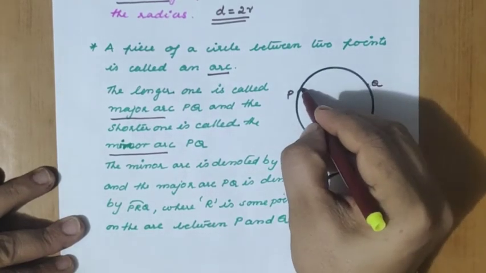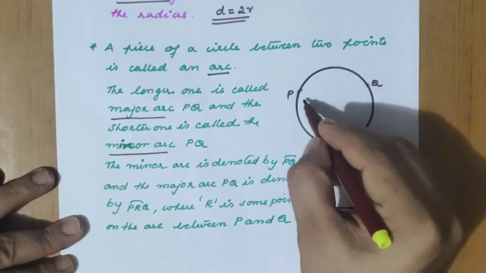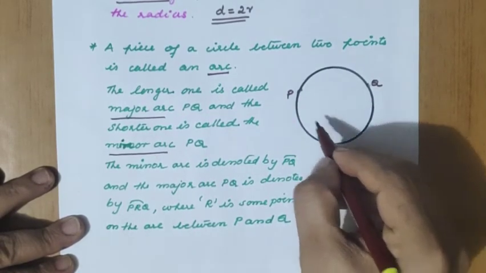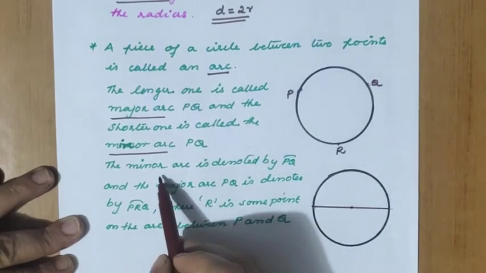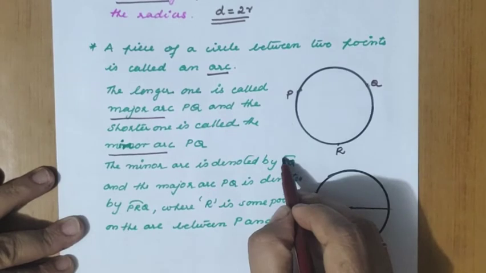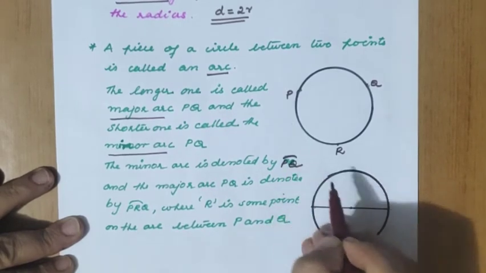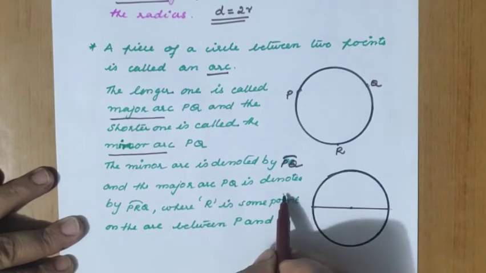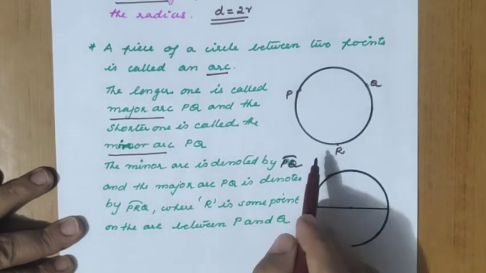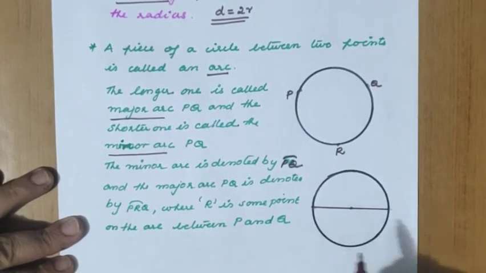When we are saying a minor arc, we can use only 2 letters, PQ, but when we are saying the major arc, we should denote one more letter in between. See here, I have written that the minor arc is denoted by arc PQ. How to read this one? Just a small arc we should make and write PQ just below it. Major arc PQ is denoted by 3 letters, PRQ, in between one more letter is to be given, where R is some point on the arc between P and Q.